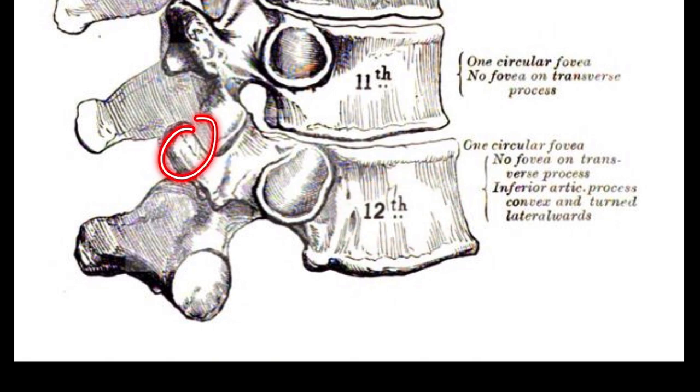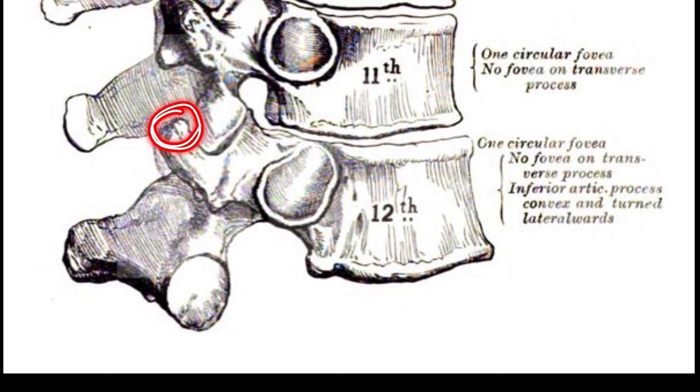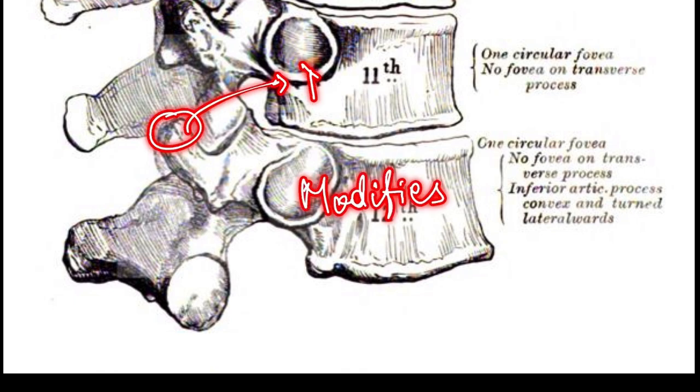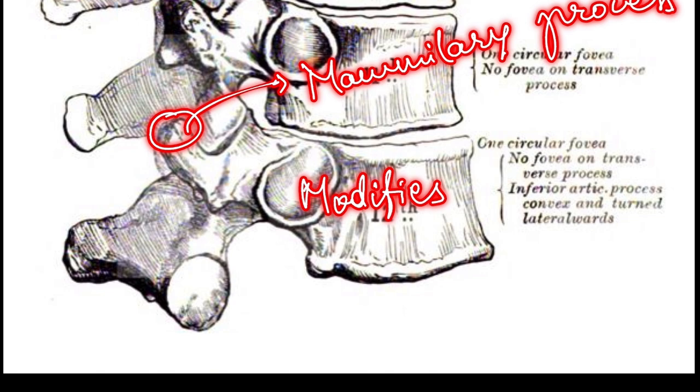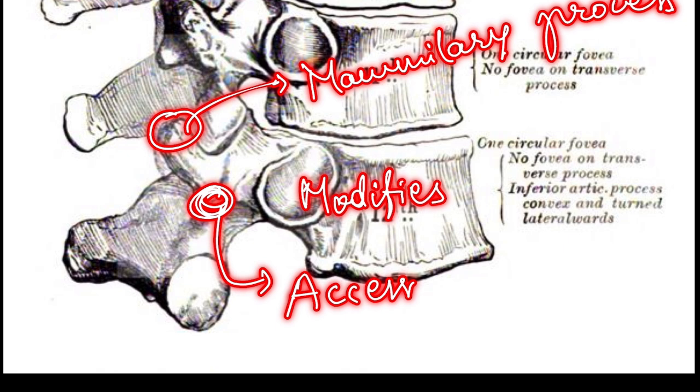What is the variation? No costal fovea on transverse process, right? Okay. Then you can see on this transverse process, the superior part, superior knob, and inferior part, inferior knob, gets modified, and superior part modifies into mammillary process. Inferior knob gets modified into accessory process.